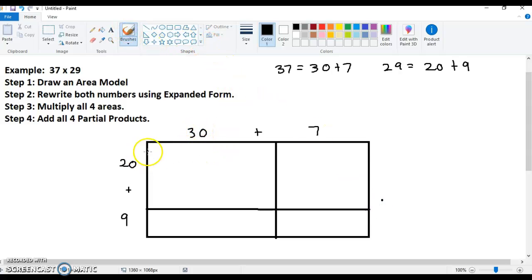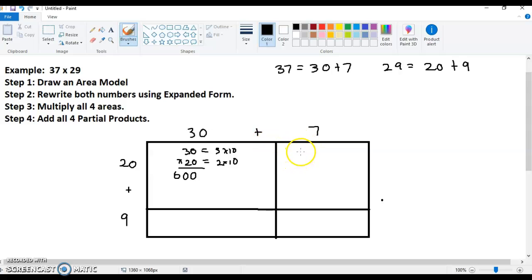So here, the first one you have 30 times 20. Right here we have 30 by 20. We know that 3 times 2 is 6. We know that 30 is the same thing as 3 times 10. And 20 is 2 times 10. And we know that 10 times 10 is 100, and 3 times 2 is 6. So it's 6 times 100, or 600.